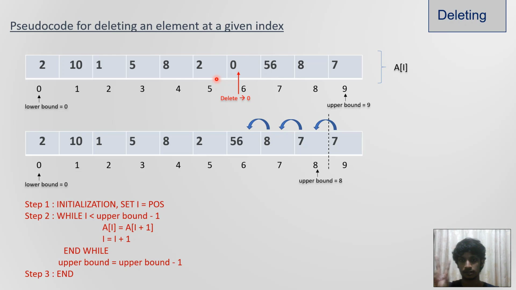So there will be two 56s. Likewise, there will be two 8s, then there will be 7. But with each shift, that repeated value will be replaced by some other value. So likewise, the shifting process will happen. Then afterward, the upper bound will be decreased by 1, because we just deleted a value from the array. So this is our pseudocode for deleting an element at a given index from the array.